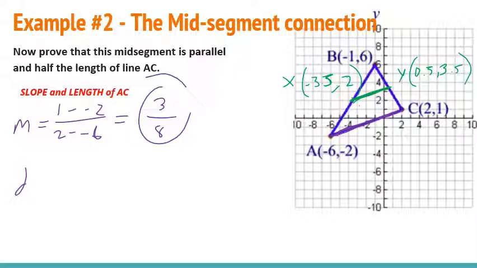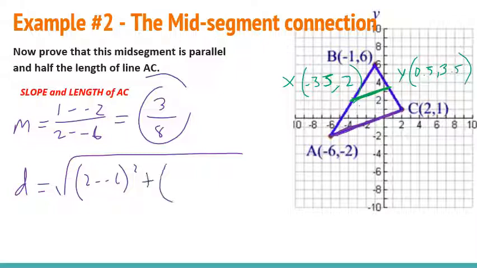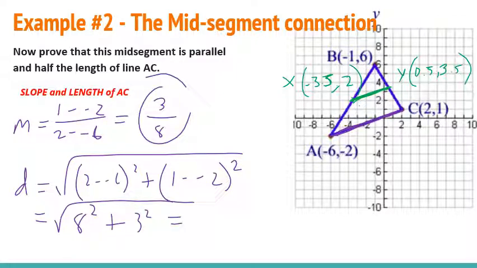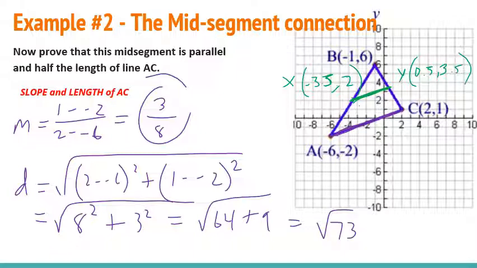And then if we do the distance, we could apply the distance formula, right? Let's apply the distance formula. So we would have 2 minus negative 6 squared plus 1 minus negative 2 squared. All right, we're simplifying now, so we have 8 squared plus 3 squared, and that's going to be 64 plus 9, so that's going to be the square root of 73. Okay, so this is the slope and the length of AC.